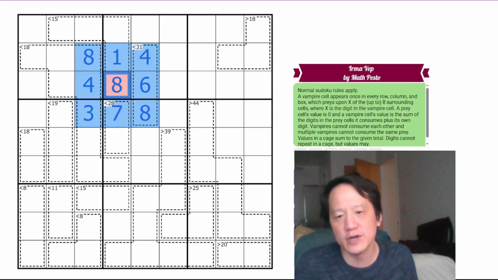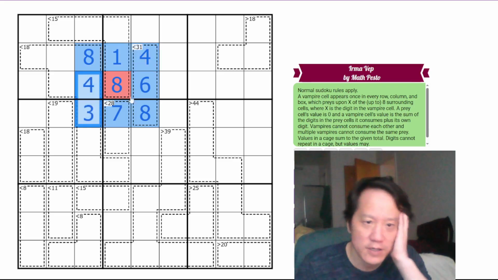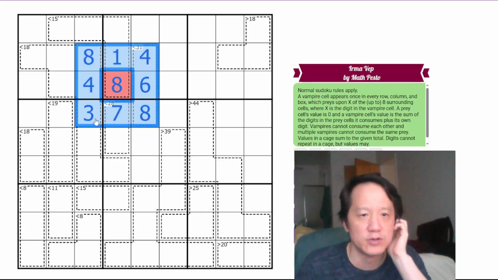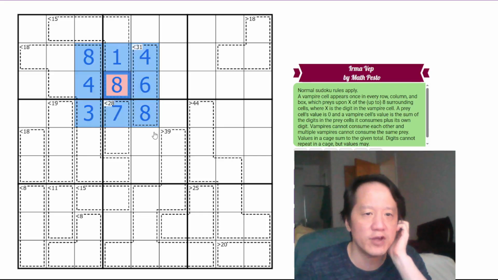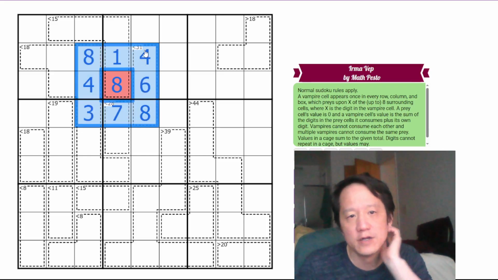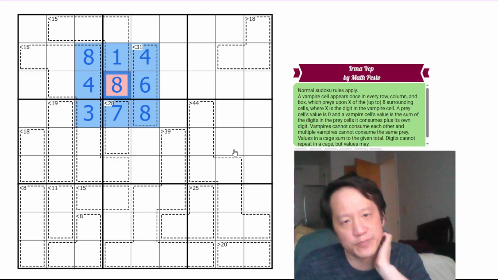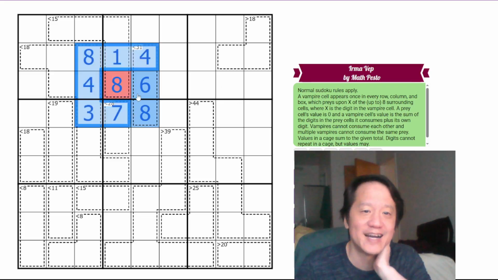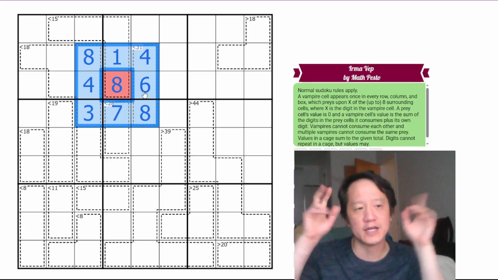The value of the blue cells here would all be 0 in this case, and the value of the vampire cell would be 24, 32, 42, 49, because it's the sum of all the digits that are preyed upon and its own digit. A vampire cell can never have a 9 in it because it can't prey upon 9 cells.